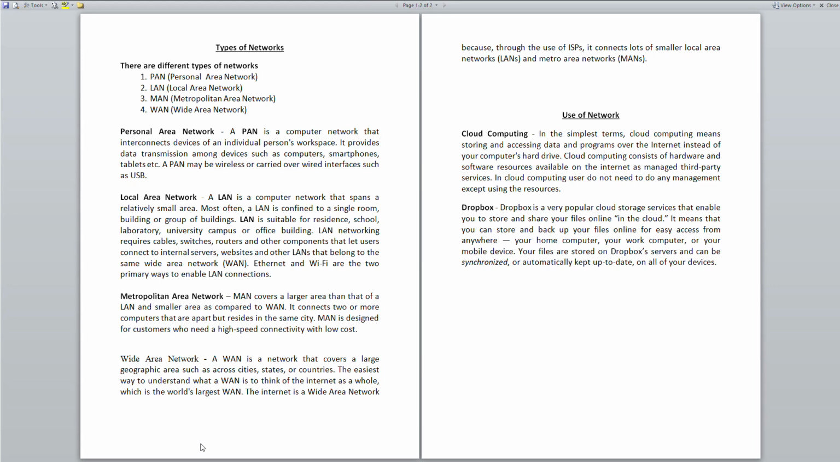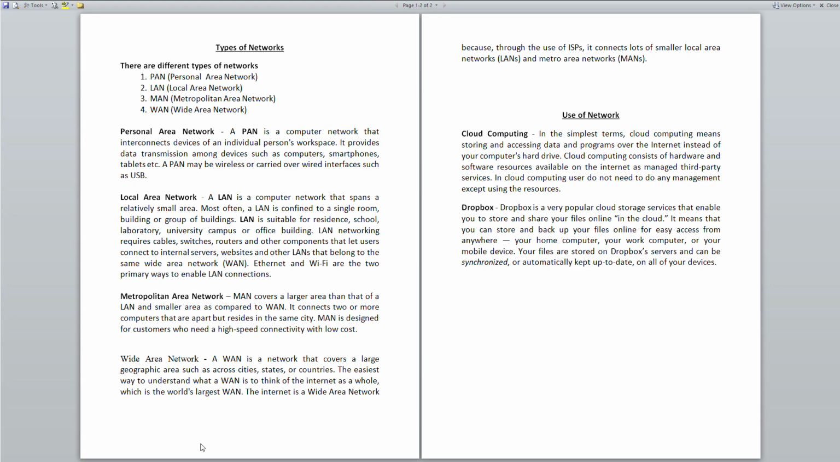Now, I would like to talk about the use of networks also. In my previous video, I told the use of networks in a different way, and this is a little bit different. I hope you have heard about cloud computing. You have heard about Dropbox. So first one, cloud computing. This cloud computing is only possible because of this network.